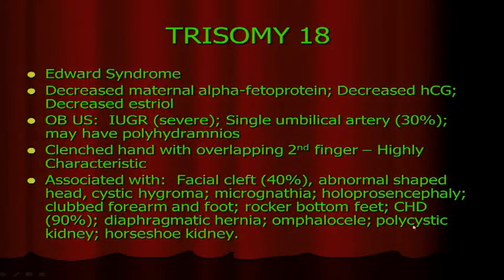What about in the hand? Short fourth metacarpal. That's, remember, Turner's. Also seen in pseudohypoparathyroidism and pseudopseudohypoparathyroidism. Micrognathia, they get a real little tiny mandible. They can have holoprosencephaly, clubfoot. Rocker bottom feet is classic. Congenital heart defects in 90%, diaphragmatic hernias, omphalocele, polycystic kidneys, horseshoe kidneys.